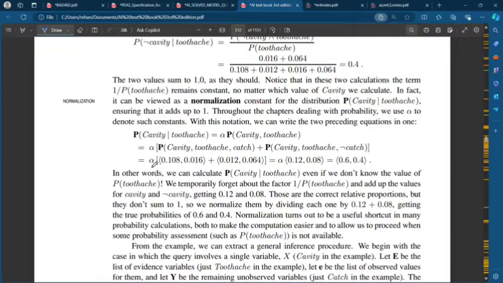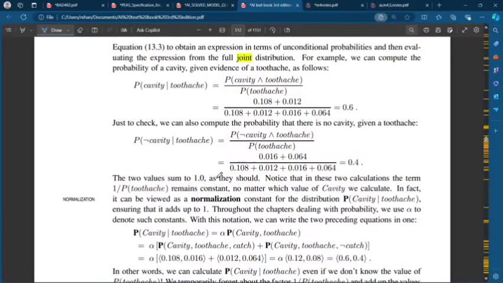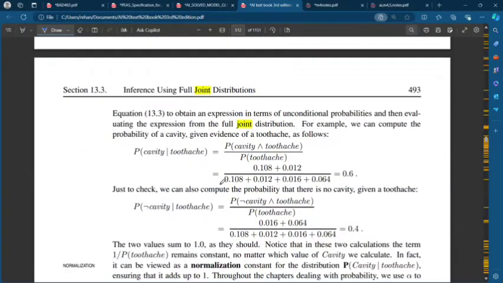Now, what is normalization? Normalization is nothing but a process where the two values sum to 1, as they should. Notice that in this case, no matter which value of cavity we calculate, we can use a normalization constant for the distribution. So normalization is nothing but when you sum up the values.